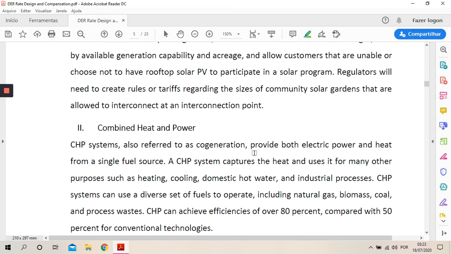Regulators will need to create rules or tariffs regarding the size of the community solar gardens that are allowed to interconnect at an interconnection point.